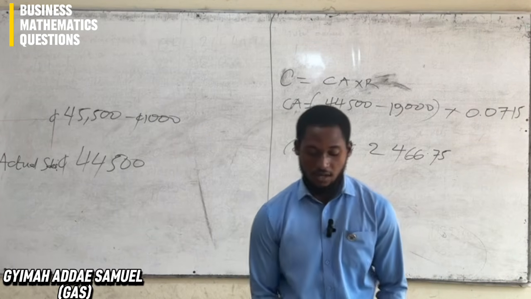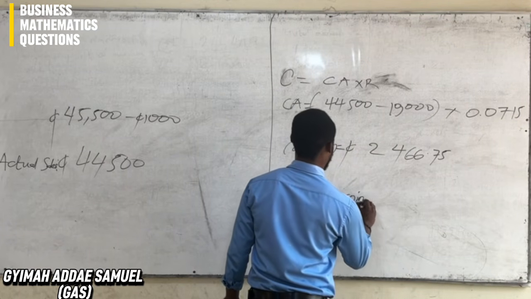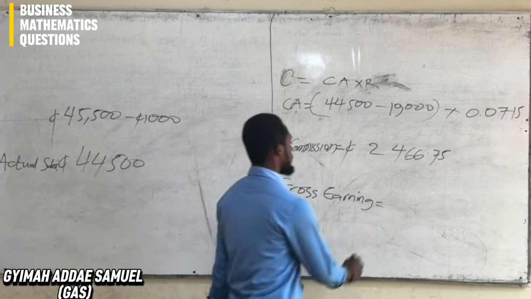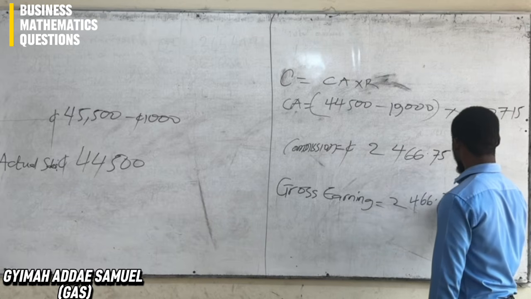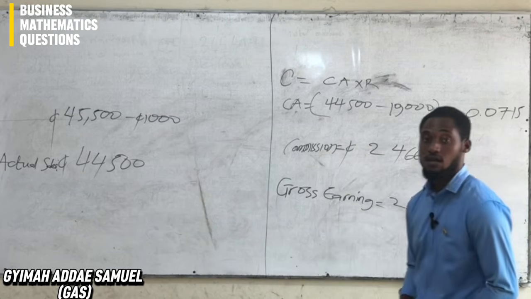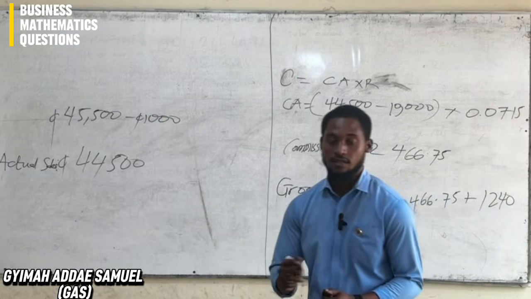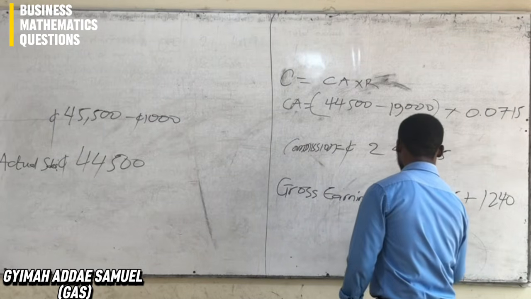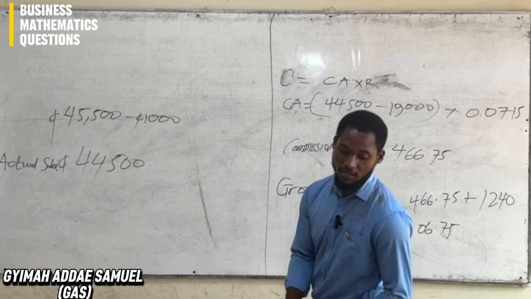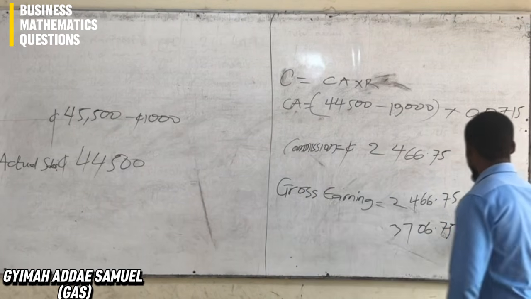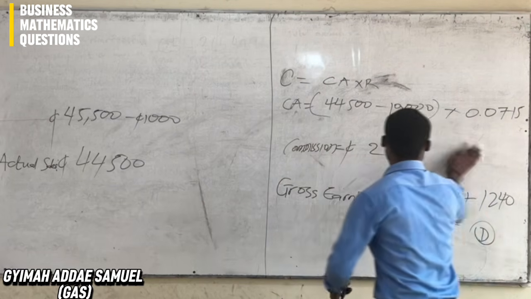So we proceed to finding our gross earning. With the gross earning, you state your commission, then you add that of the salary, which is 1,240 Ghana cedis, and you are getting 3,706.75, which makes our answer for question 7, option D. We proceed to question 8.